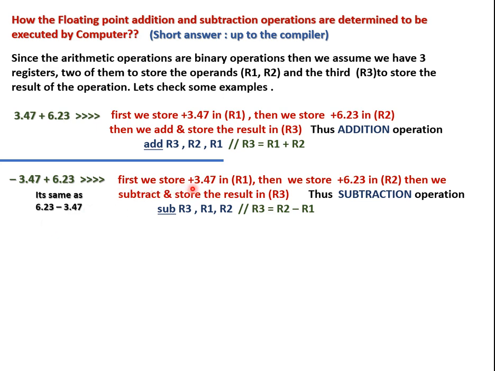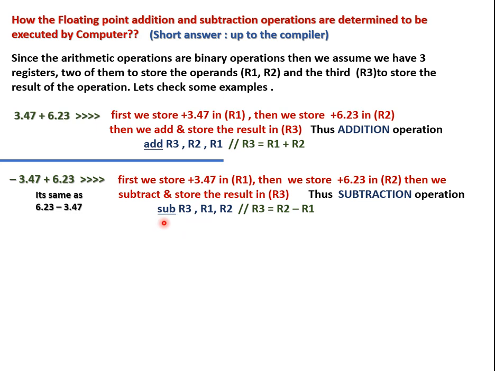First we will store the positive value of 3.47 in R1. Then we will store the positive value of 6.23 in register 2. And then we will make the subtraction and store the result in R3. Thus, in here we have subtraction operation.